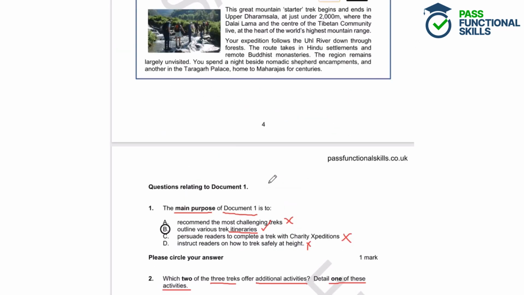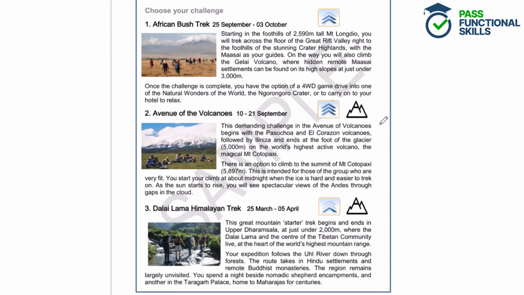So which ones have additional activities? Well, we have Trek 2, Avenue of the Volcanoes, and there is an option here to climb to the summit of Mount Cotopaxi. So that is an optional additional activity that you can do.